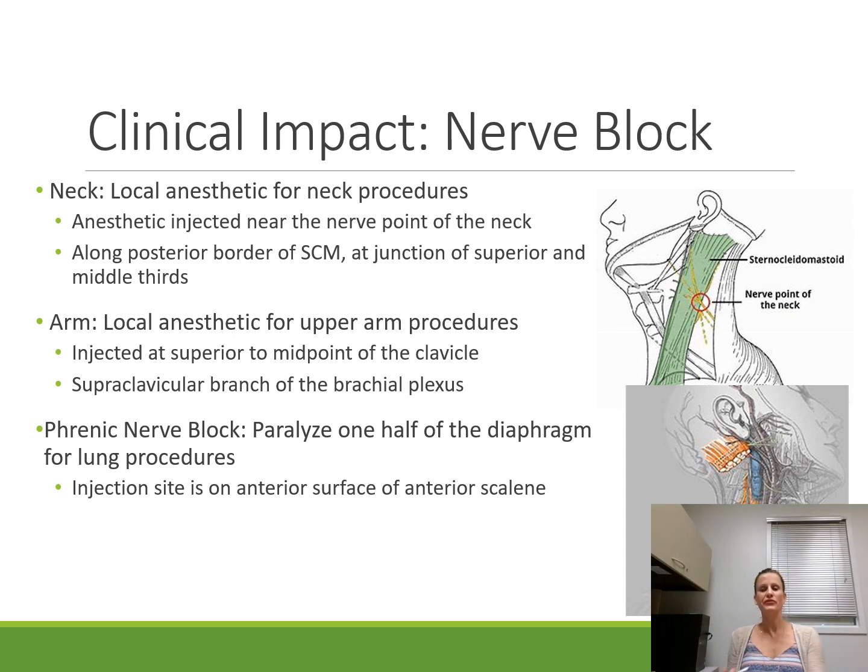A nerve block refers to a procedure where we inject local anesthetic in order to block specific nerves going to specific areas. We can do this to anesthetize, or block sensation or pain from that area. And we can also do it to paralyze things that are downstream of that area, just depending on what nerve and why we're doing it. If we do a nerve block in the neck, we're injecting local anesthetic for neck procedures to numb the area. Anesthetic is injected near the nerve point of the neck.